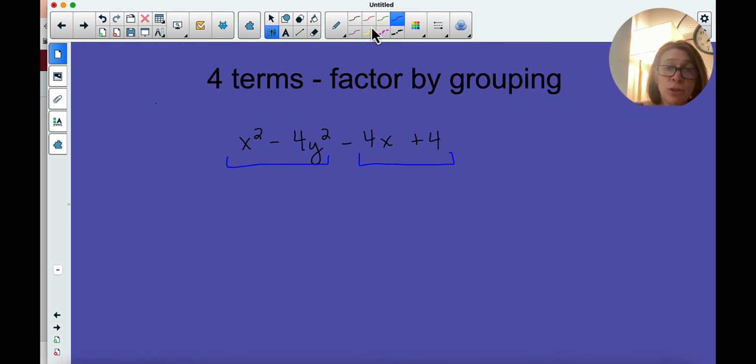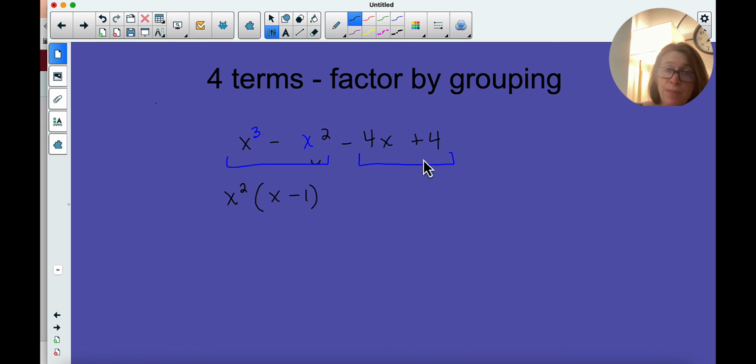All right, in the first group, it looks like I don't have a greatest common factor. And that's because I wrote it wrong. So let's rewrite this. X cubed minus x squared minus 4x plus 4. All right, so in the first set of numbers, I've got a greatest common factor of x squared. That's going to leave me with x minus 1.